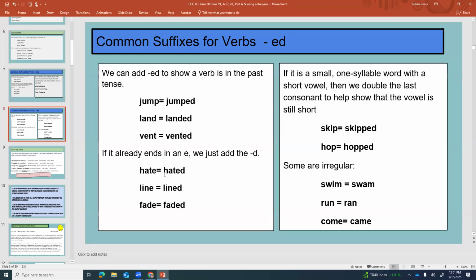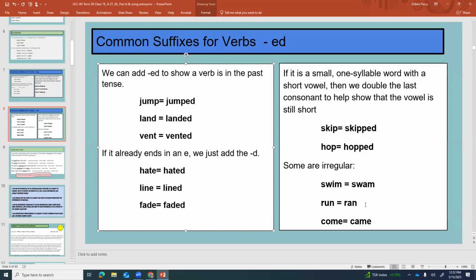If it already ends in an E, then we just add the D. We don't add two E's, otherwise we would end up with a very strange word. So hate becomes hated. I don't do double E, because if I did that, double E in English has an E sound. So it would become more like hat-eed, line-eed, right? It changes the sound. So line becomes lined, fade becomes faded. Just like for ing, if it's a short one-syllable vowel, a, e, i, a, then we double the last consonant to show that it still stays short. Skipped, hopped. There are also irregular forms for this.